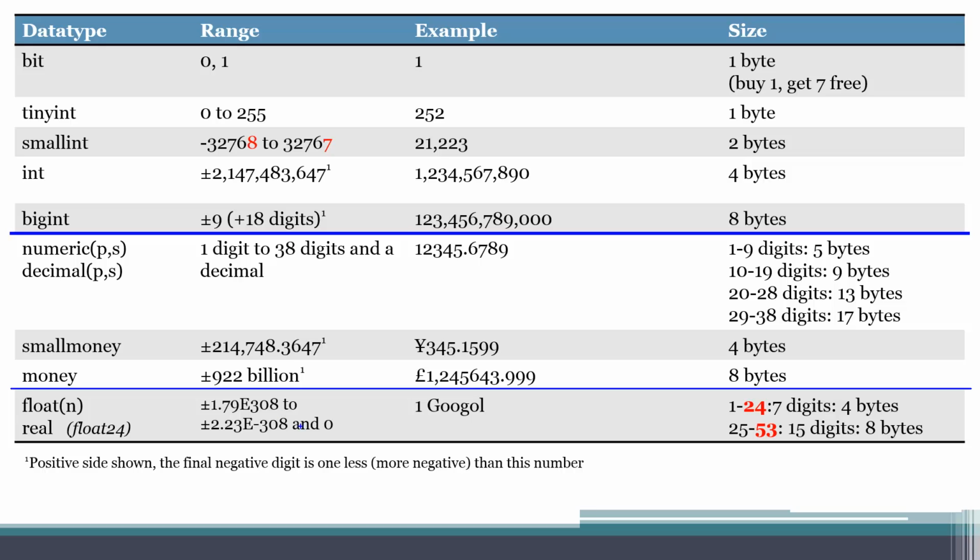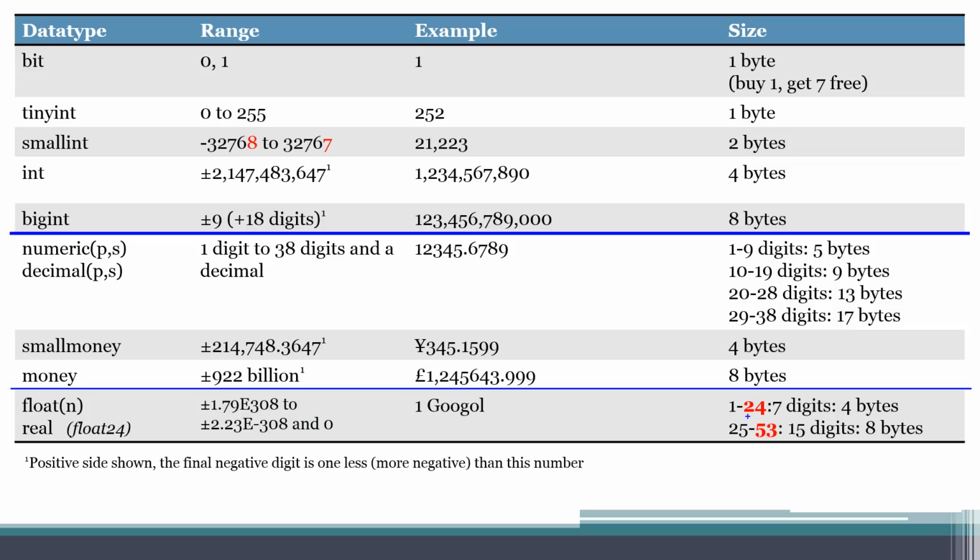And here we have a number with 308 zeros after it. The example that I have here is one googol, and I think googol's just a fun number because it's a 1 with exactly 100 zeros after it. And that's definitely way within the realm of what a float or a real can do.